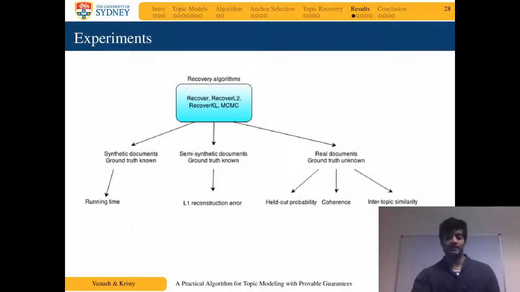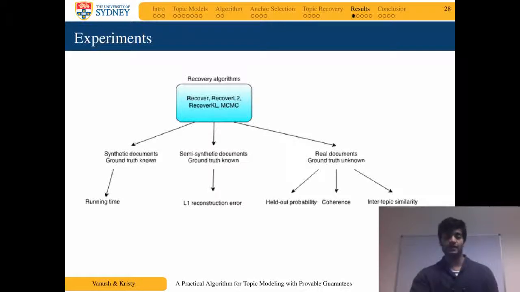The algorithms that were tested are the original recovery method, the topic recovery method presented in this paper, and a common Markov chain Monte Carlo method based on Gibbs sampling of the posterior distribution. The experiments cover various aspects of the algorithm. They generate completely synthetic documents to test the efficiency of each of the recovery algorithms presented.